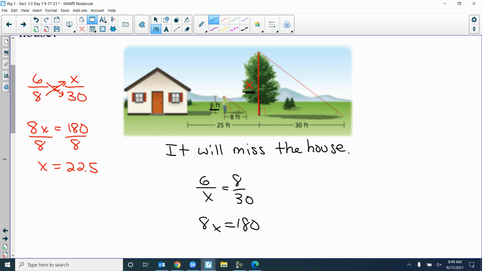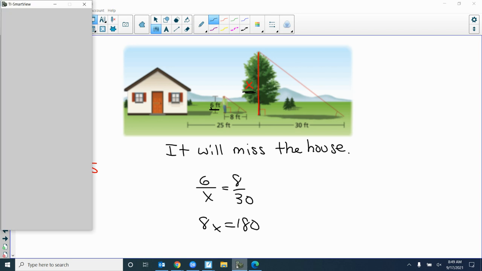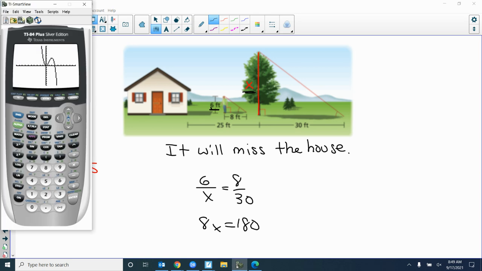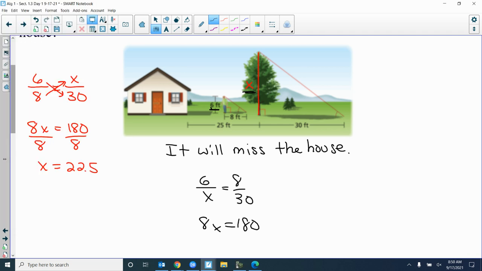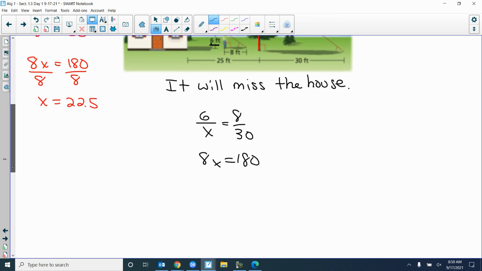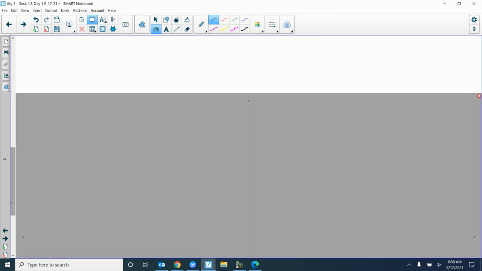Mason? How do you get 22.5? Just on the calculator. Well, I'm hoping to get it. One second. 180 divided by 8. There we go. Just using the calculator for that one. So it will miss the house. All right, now the next one down there.